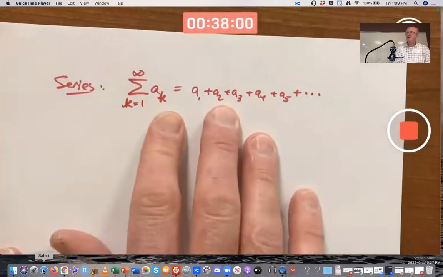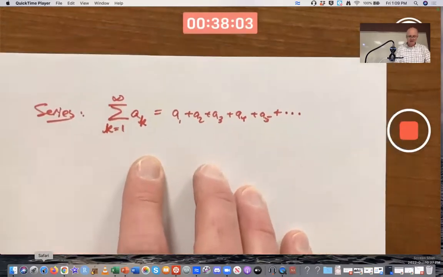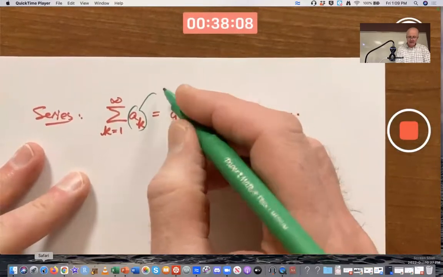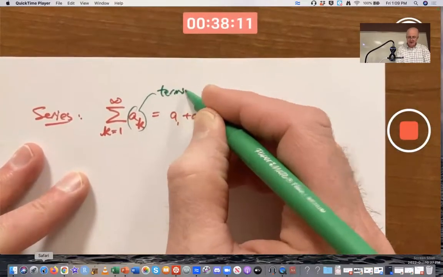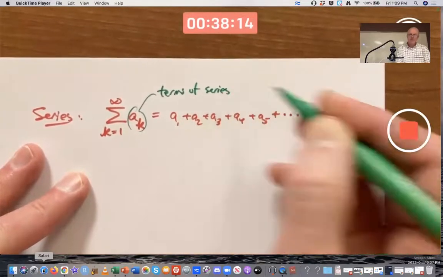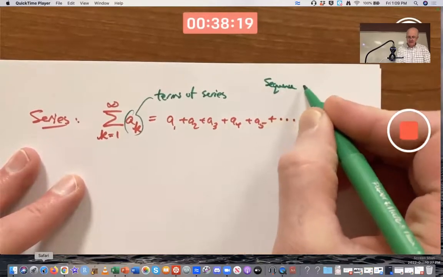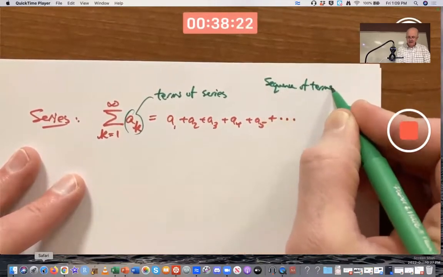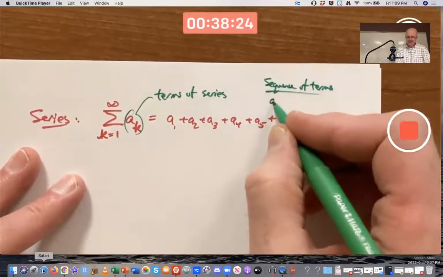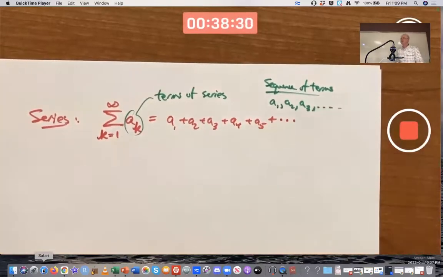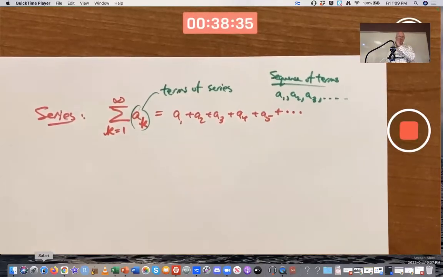Get the notation right, get the terminology right. The individual a's themselves are the terms of the series. The sequence of terms, in other words, is just the a's. As an infinite list, it's a1, a2, a3, etc., with commas, no plus signs. That's called the sequence of terms. Sequence of terms is just a list of numbers.